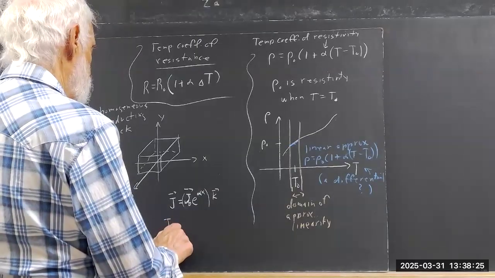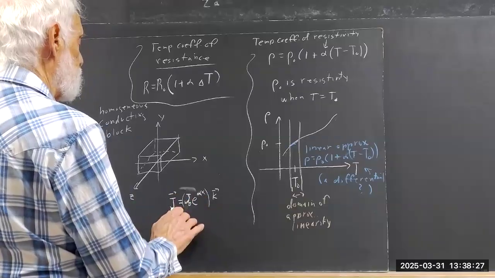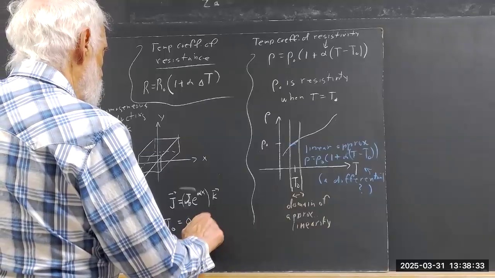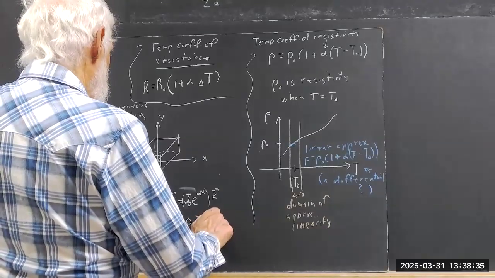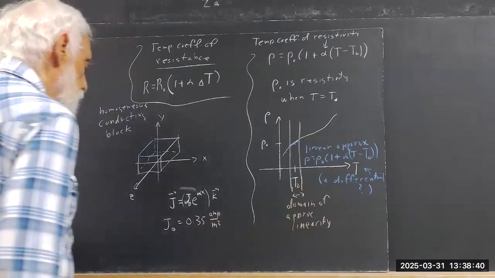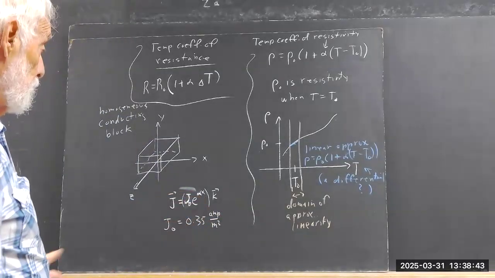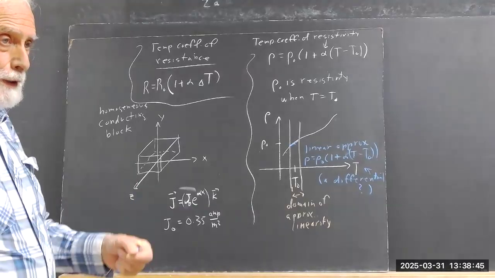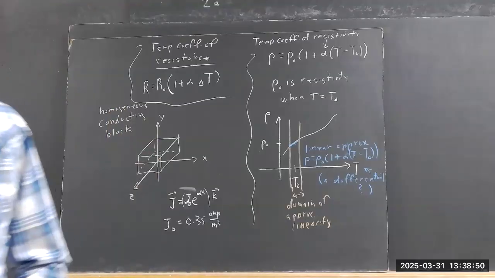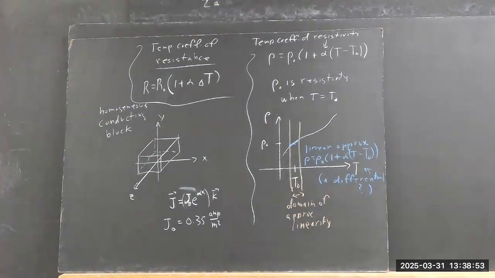Where J, and this isn't a vector, but the k makes it into a vector. J naught is 0.35 amps per square meter, because the density is in current per unit of area. Then what I don't know is alpha, but I'll look back and see what that is. I can't keep that much information in my head reliably. We want to get it accurate.